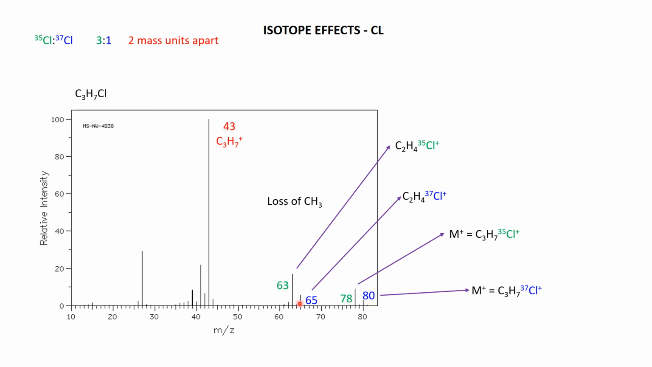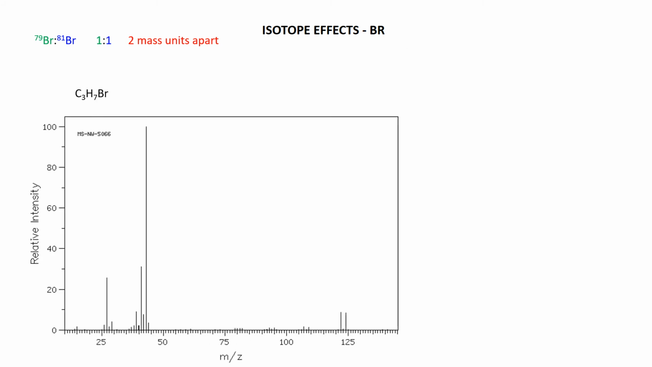Two peaks, two mass units apart, where the lighter one is about 3 times bigger than the heavier one. Same idea with bromine. Bromine has two nice stable isotopes, 79 and 81. These are in a 1:1 ratio. So we should expect to see two peaks of about equal height, two mass units apart. So instead of looking at chloropropane, let's look at bromopropane. There is the spectrum of it.